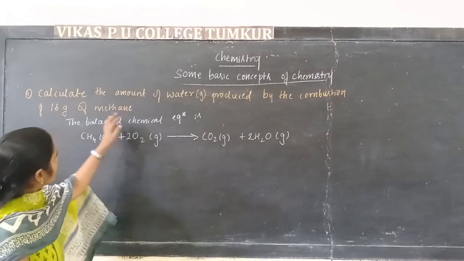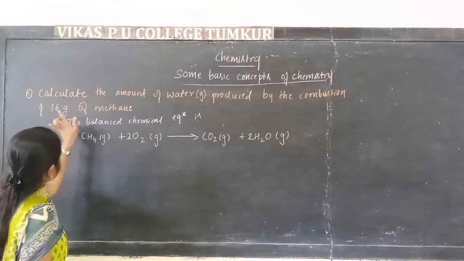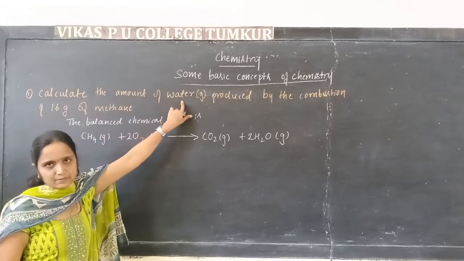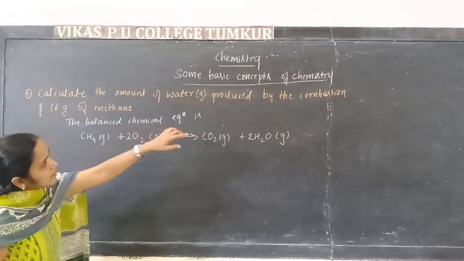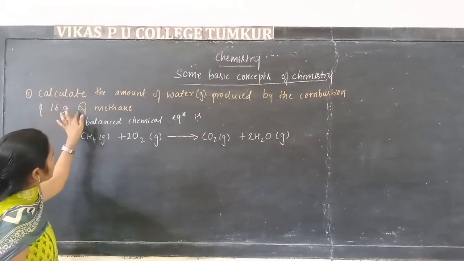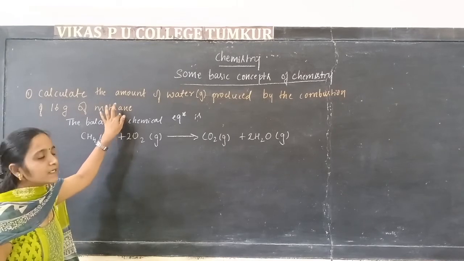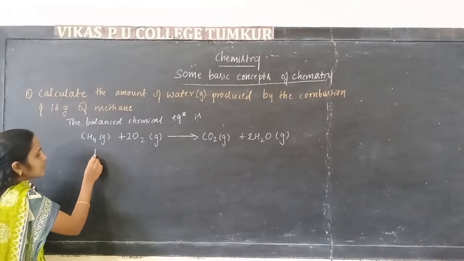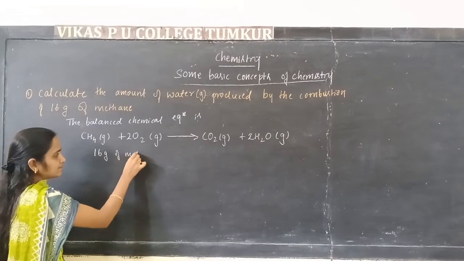Here, what is given is the amount of water produced by the combustion of 16 gram of methane. That also we should represent in grams. The amount of water produced we should represent in grams. Here the one thing you should remember is the 16 gram of methane.